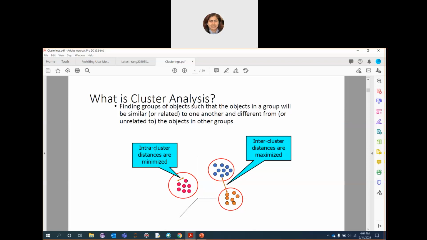Here one example is given. You can see there are 3 clusters in there, and most of the time, to have effective cluster analysis, you would like to have intra-cluster distances minimized and inter-cluster distances maximized. If you increase the distances between the clusters, that will form more segregated clusters. And if you minimize the distances between the data points inside a cluster, that will also give you more effective results.